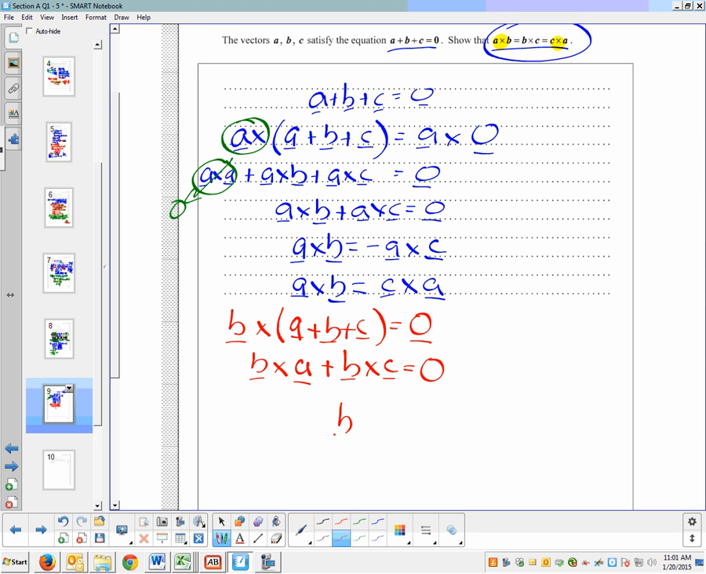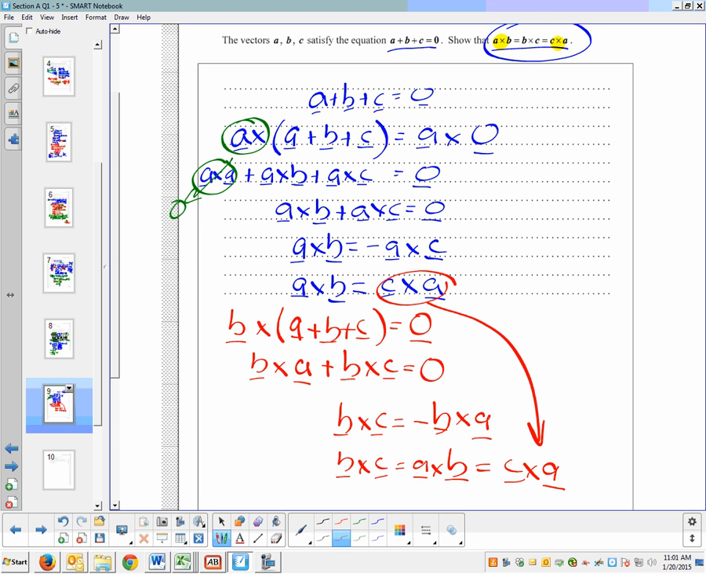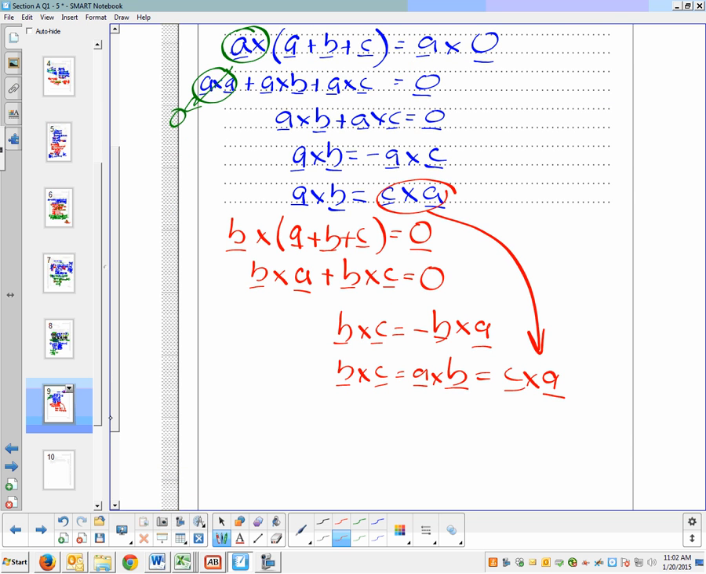So B cross C is equal to minus B cross A. B cross C is equal to A cross B. And that's the last part. We already had that was the same as C cross A from above. That's the last part there, done. I haven't written it in the same order, but it's trivial to do so if you feel that kind of pedantry coming on.